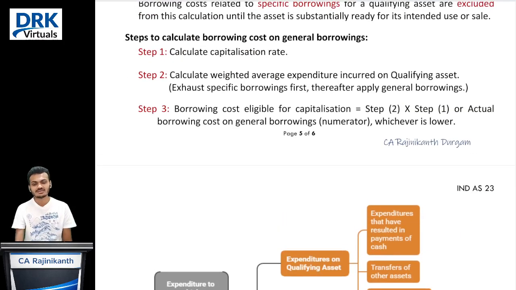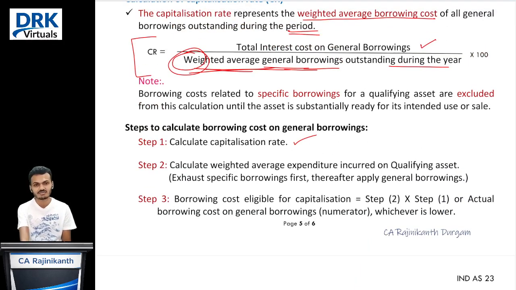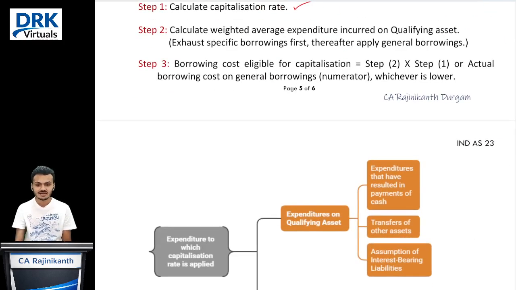And how to calculate? Firstly, we need to calculate the capitalization rate. As we discussed, this is the formula. After that, we need to calculate the weighted average expenditure. We are not going to apply that capitalization rate on outstanding borrowings. We are going to apply that capitalization rate on weighted average expenses incurred on qualifying asset, not on outstanding borrowings. Okay. And after that, we will get to know the amount that is eligible for capitalization. You just multiply step 2 into step 1.